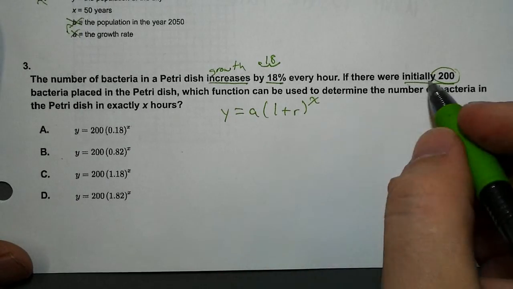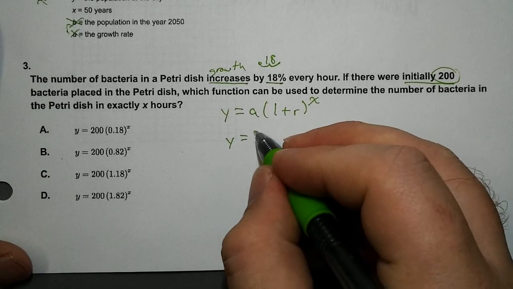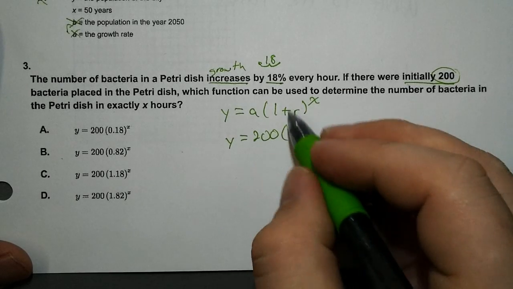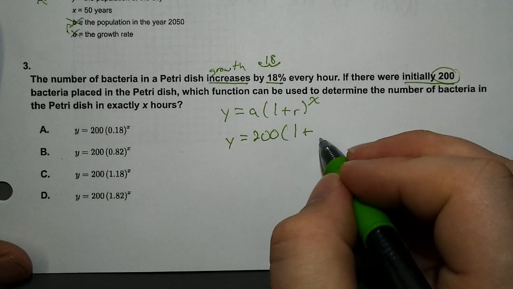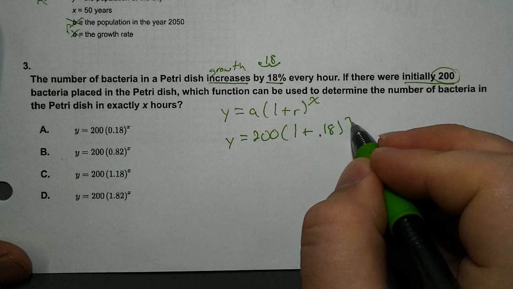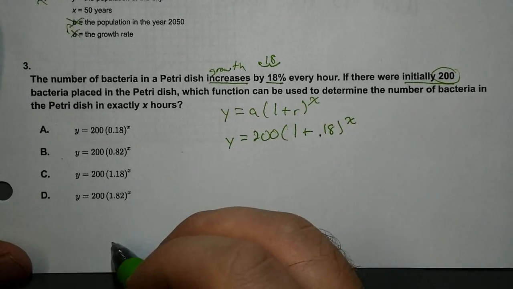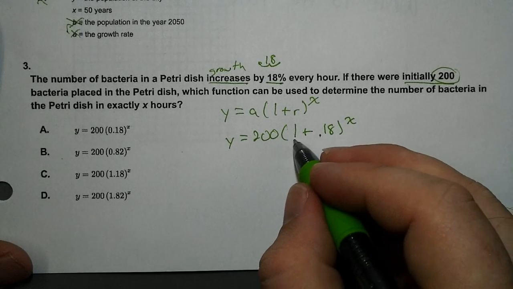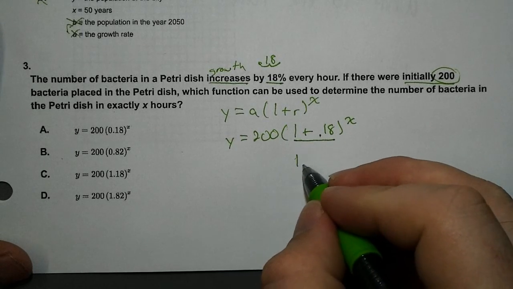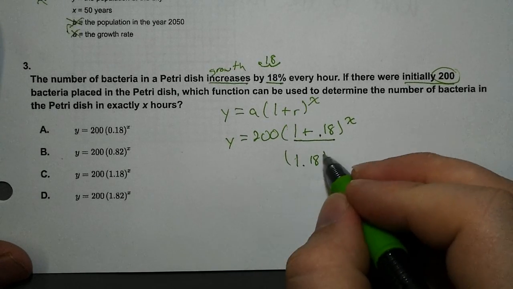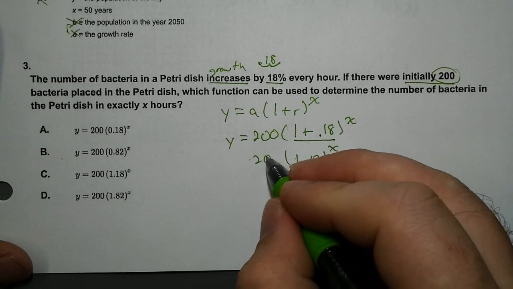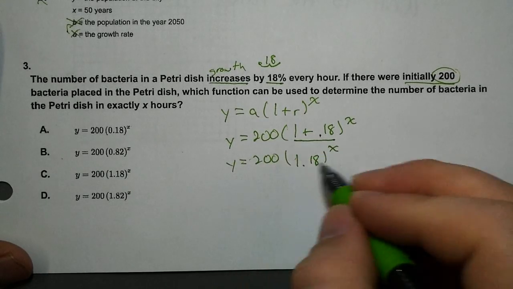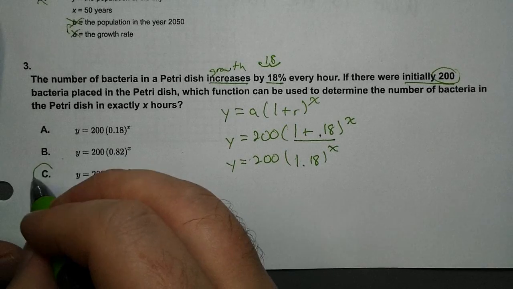Now let's plug in what we know. We have initially 200, 1 plus our rate, which is 0.18, to the x. Now, all of these already have it combined, so let's go ahead and combine those. What's 1 plus 0.18? 1.18. And we would get answer C.